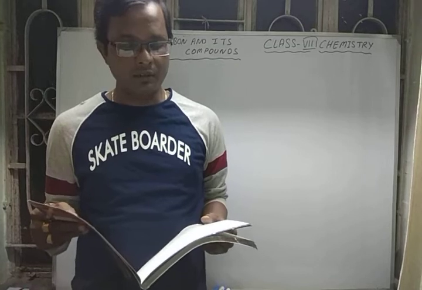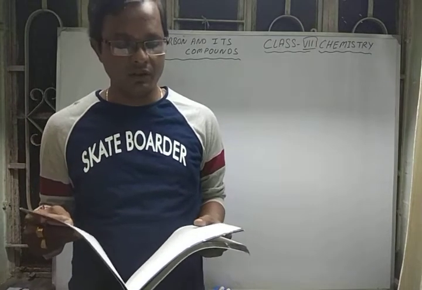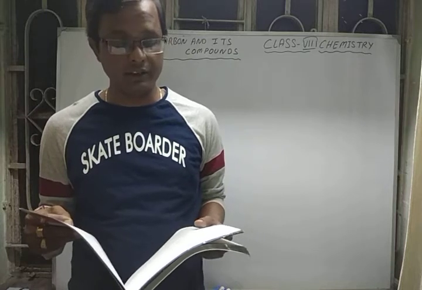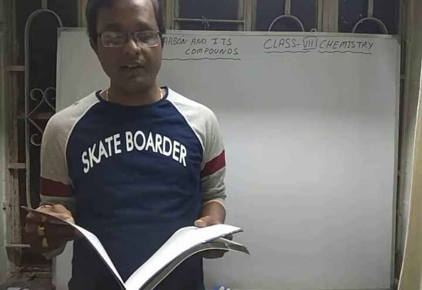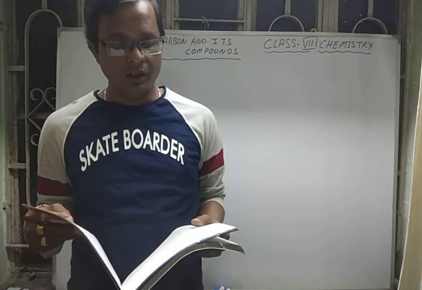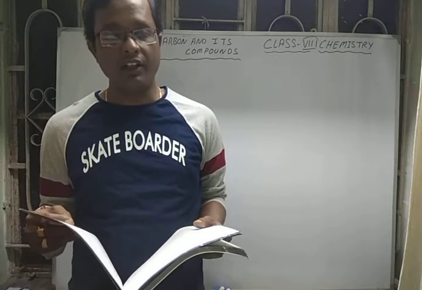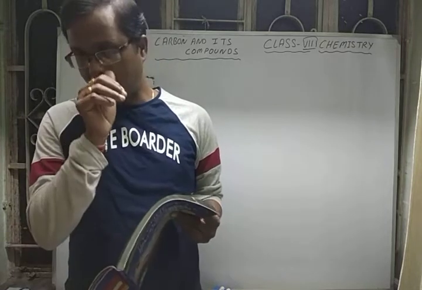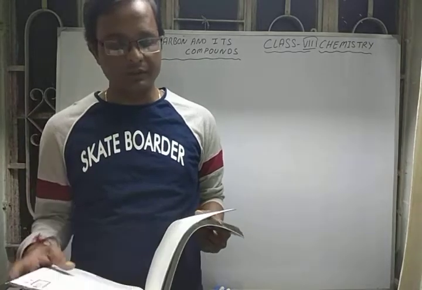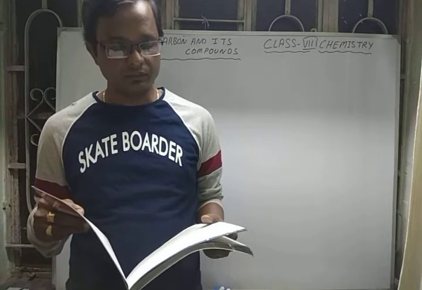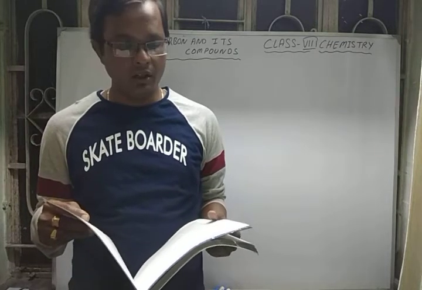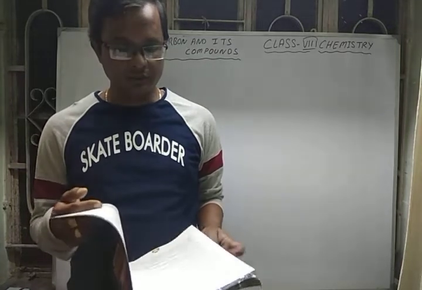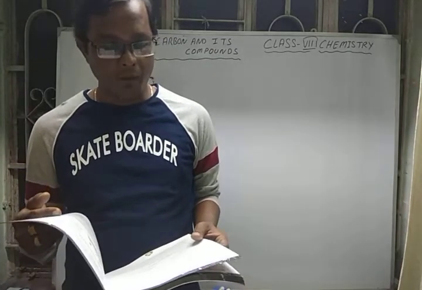Calcium carbonate plus hydrochloric acid. So first of all, the zinc equation will be ZnO plus CO gives Zn plus CO2. Calcium carbonate with hydrochloric acid: CaCO3 with HCl. So it will give calcium chloride, with water.